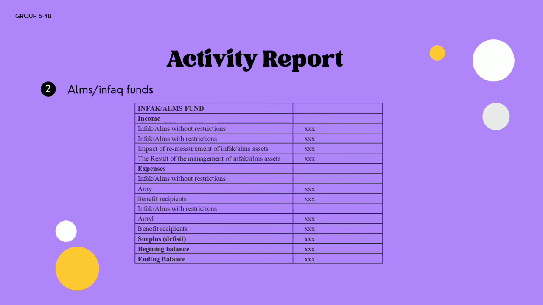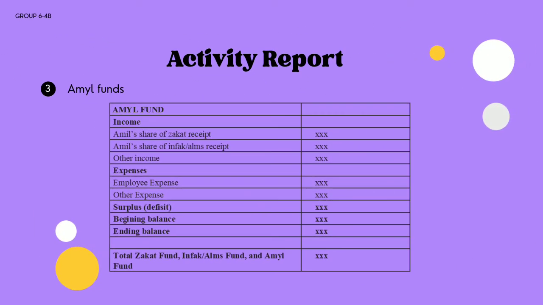And point C is Amil funds. Amil funds consist of income from Amil's share of zakat receipts, Amil's share of infak and alms receipts, and other income. Then there are expenses, which consist of employee expenses, other expenses, the beginning balance of the Amil funds, and the ending balance of the Amil funds.